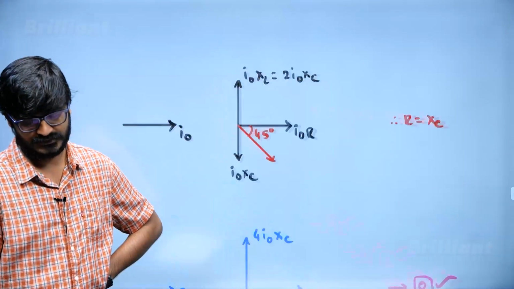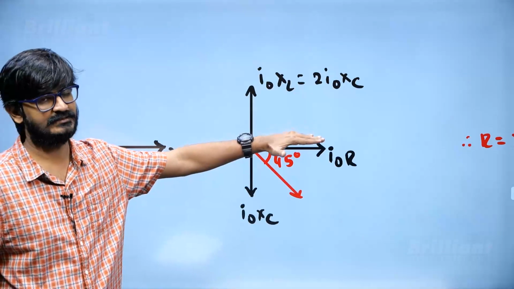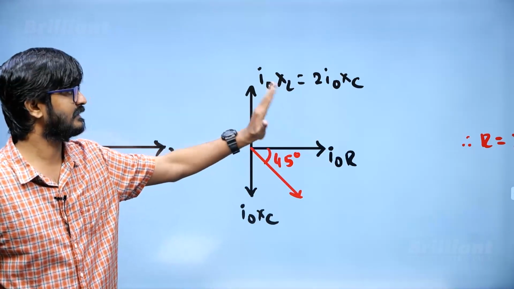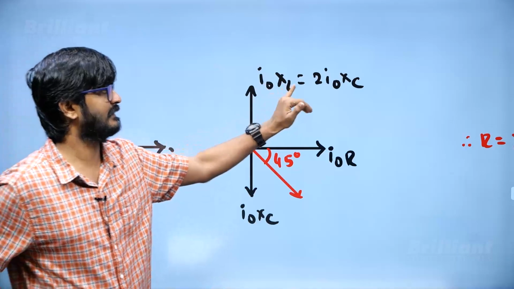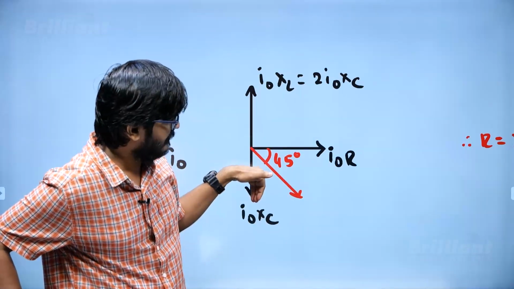So what they said in the question, series RLC. When I take current as reference, voltage in the resistance will be in the same phase, voltage in the inductor will be leading, and they said XL equal to 2XC. So I just substituted 2XC and I got this. Voltage in the capacitor will be lagging.